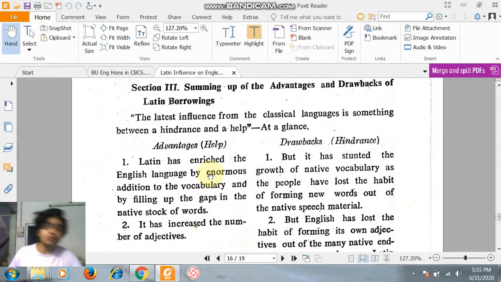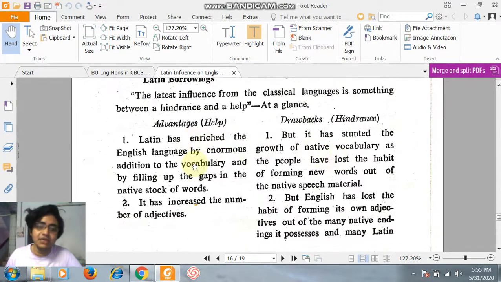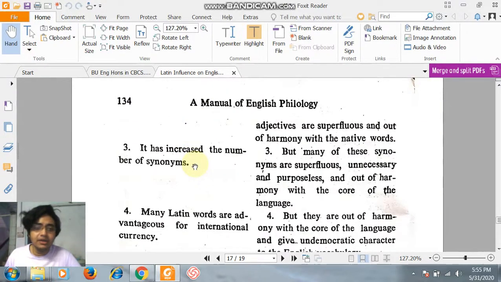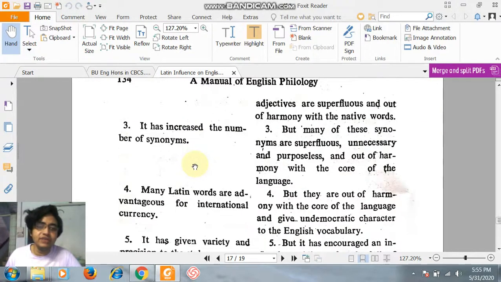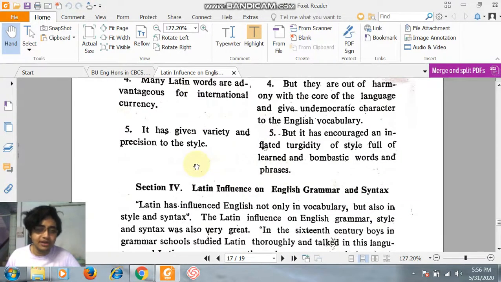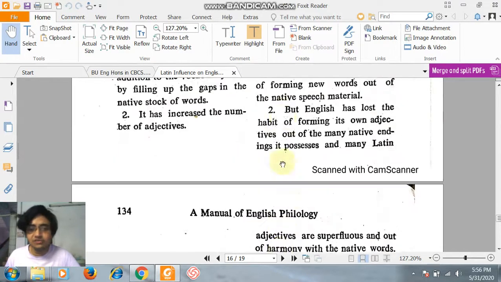So if the question is whether Latin is a help or a hindrance, there are certain advantages and disadvantages. The help: Latin has enriched the English language by enormous additions to the vocabulary and by filling up the gaps. It has increased the number of adjectives. It has increased the number of synonyms, which is an essential part of any vocabulary. Many Latin words are advantageous for international currency, and it has given variety and precision of style.